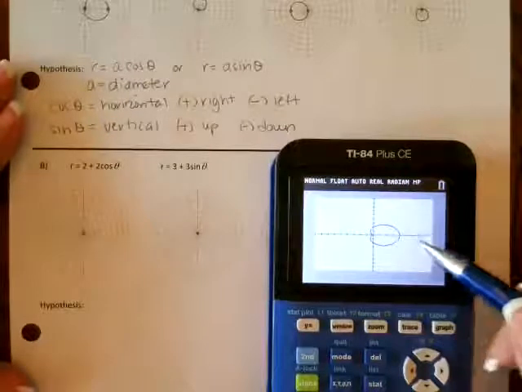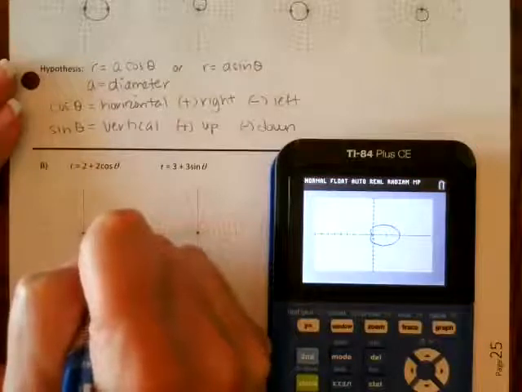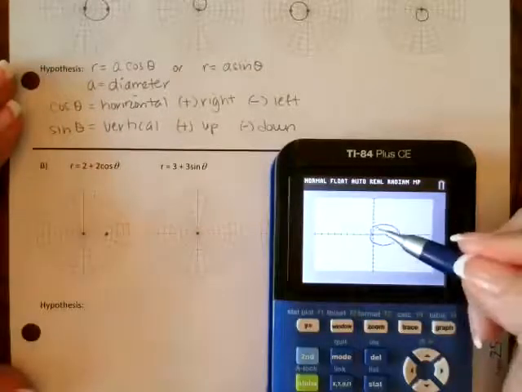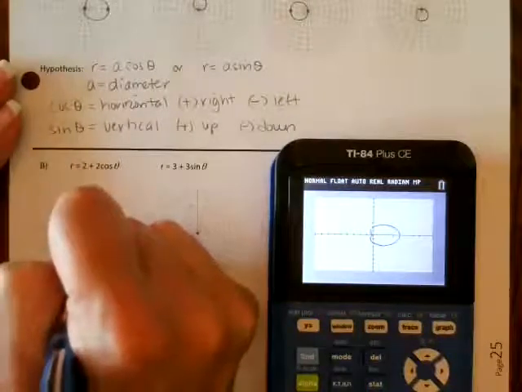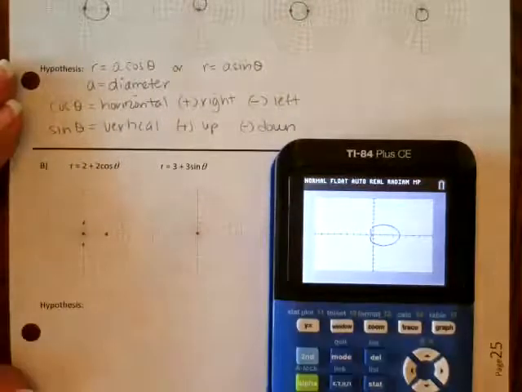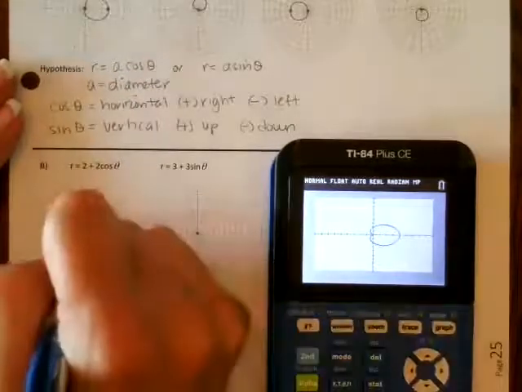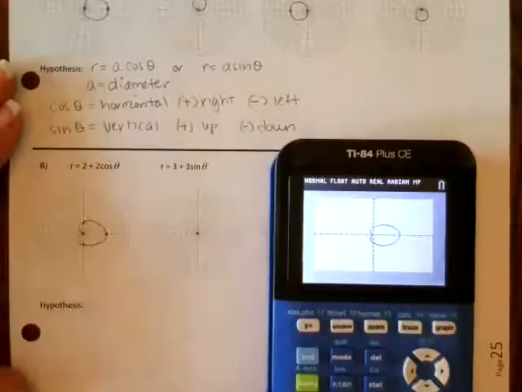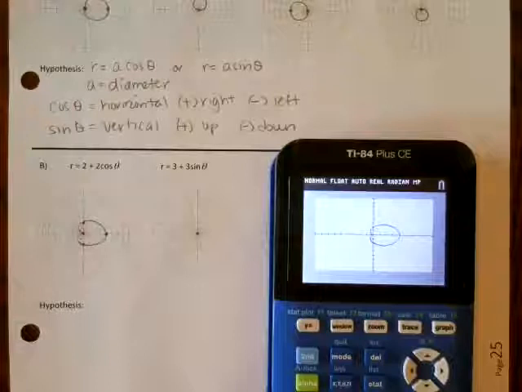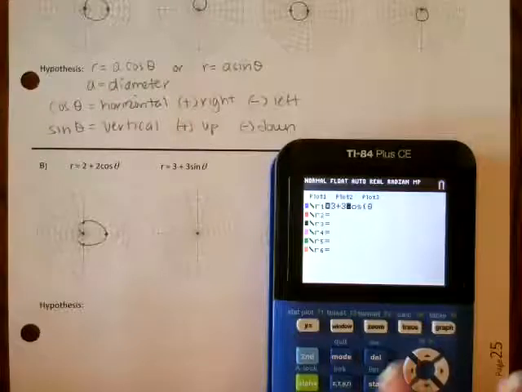I noticed that it goes 4 units to the right here. So 1, 2, 3, 4. It goes up 2 and down 2. So from the pole, I'm going to go up 2 and I'm going to go down 2. And then it makes like this heart shape right there. So there's our graph. I'm going to do the same thing for the next one. We've got 3 plus 3 sine of theta.